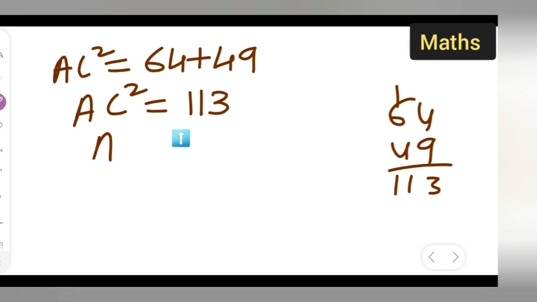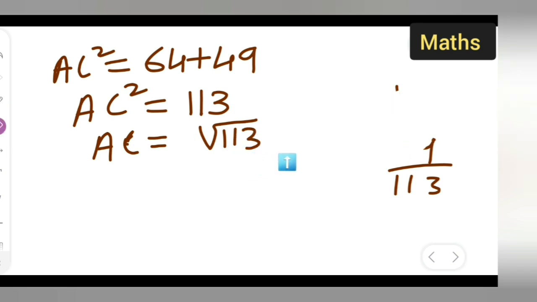Okay, so AC, if I give this as a root, I will be getting root 113. There is nothing for this, root of 113 is nothing. So we will get some complicated number. So we'll keep it as it is.